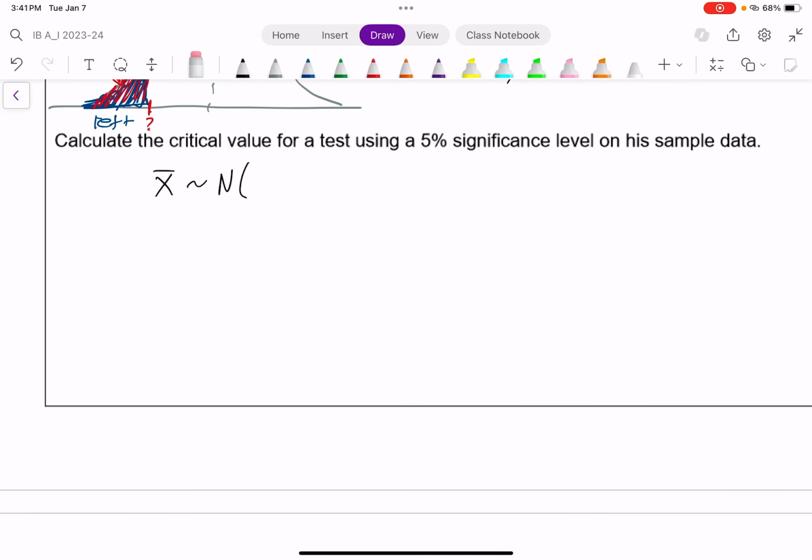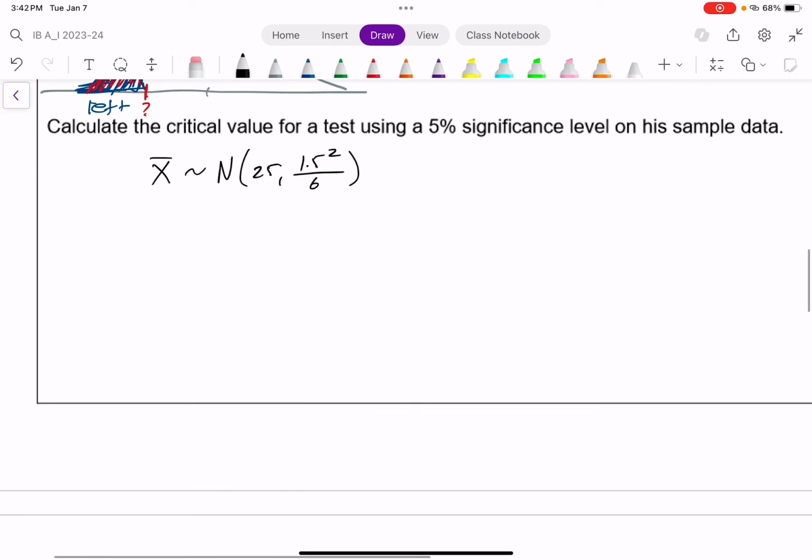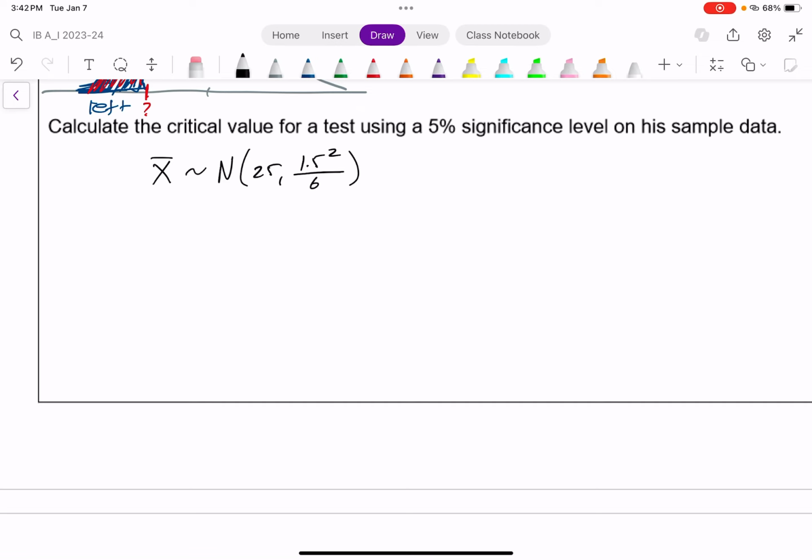So for this particular situation, I'll substitute in: the mean is still 25. The variance is 1.5 squared over the sample size, which is 6. So if I look at these details, that means the mean of my sample we would expect to be 25, and the standard deviation of our sample we would expect to be 1.5 squared over 6. Sorry, that's the variance. I have to square root the whole thing. There we go, which comes to 1.5 over the square root of 6.